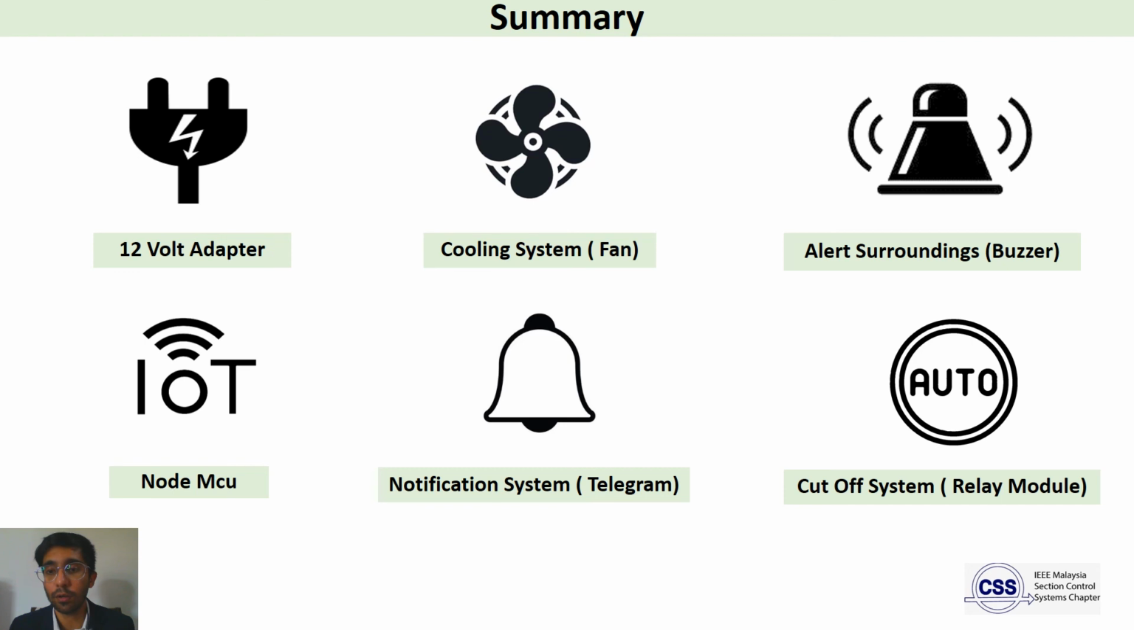Based on this elaboration, the prototype has 3 features or advantages, which are a cooling system, a notification system, and a cut-off system. These features were designed in order to prevent the machine from operating at high temperature, as it can damage the electronic components. So it can be said that this system can be used or installed in any equipment.